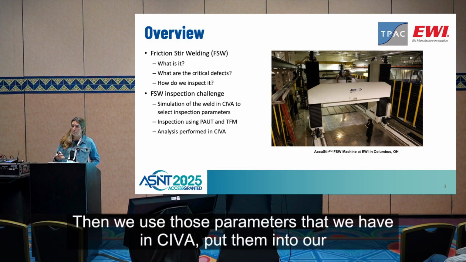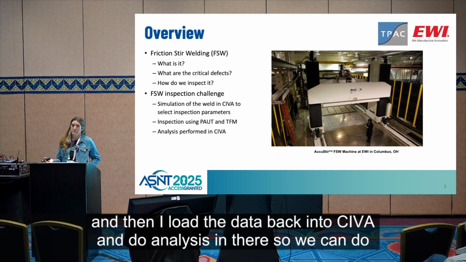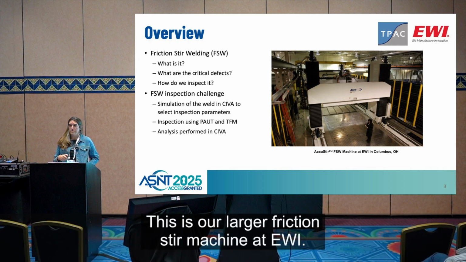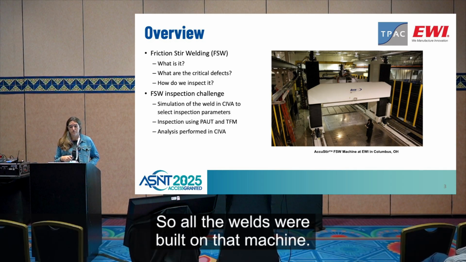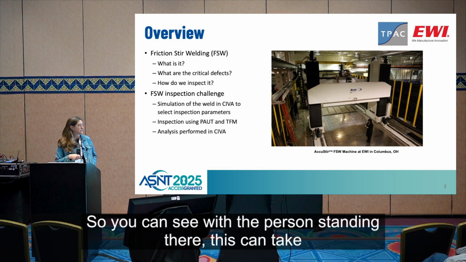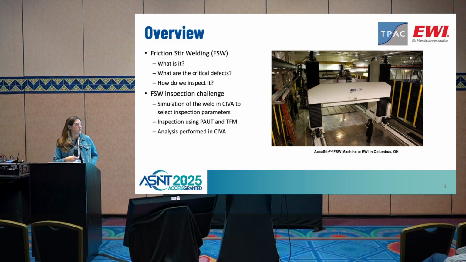Then we use those parameters that we have in CIVA, put them into our inspection tool, and run the scans, reconstruct the data, and then I load the data back into CIVA and do analysis in there so we can do a little bit more in-depth review of the data. In the picture here, this is our larger friction stir machine at EWI, so all the welds were built on that machine. You can see with the person standing there, this can take some pretty big panels. So these welds were very long panels of welds.